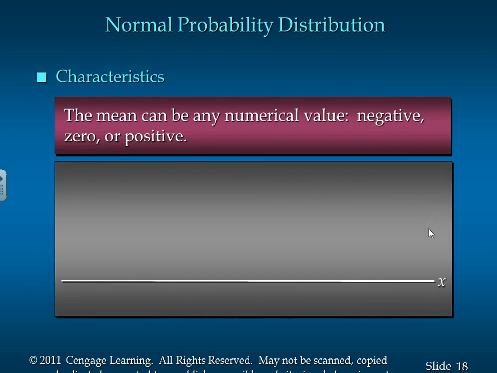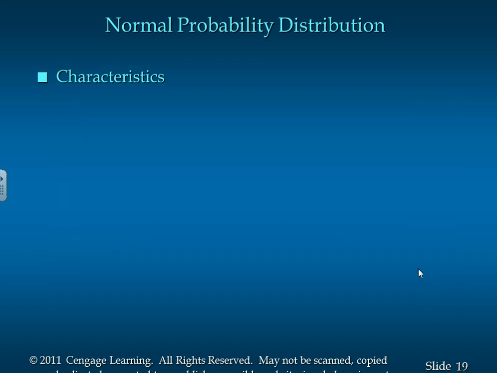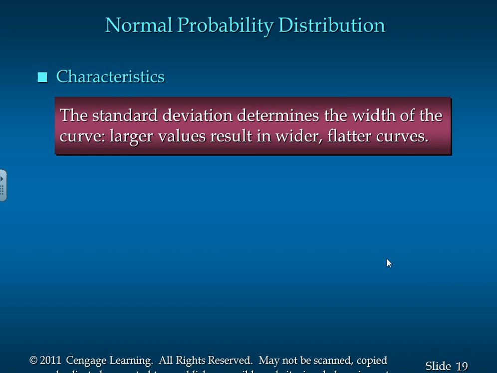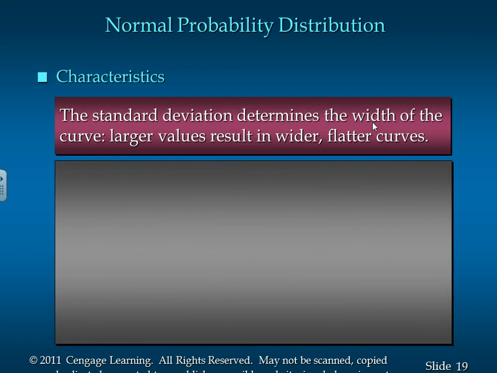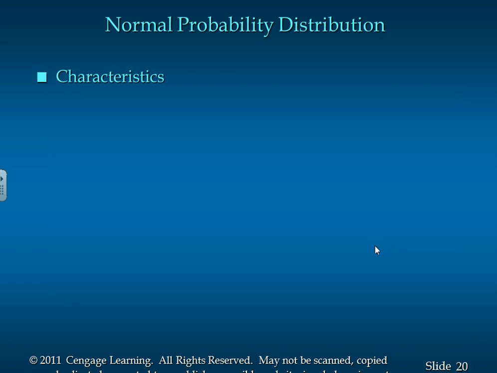The mean could be some negative value. Oh, there we go. Now I have a negative value for the mean. Isn't that lovely? And I probably have a 0 value. There I have a 0 value. And then I have a positive value. Standard deviation determines the width of the curve, whether it's flat or it's peaked. So the bigger the standard deviation, the more spread out it is, the smaller it is, the closer it is to the mean.